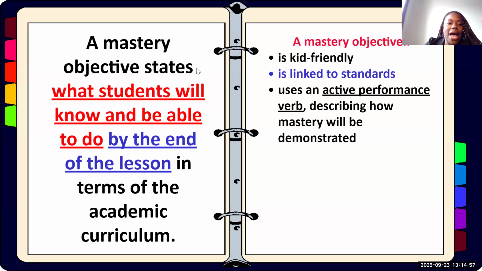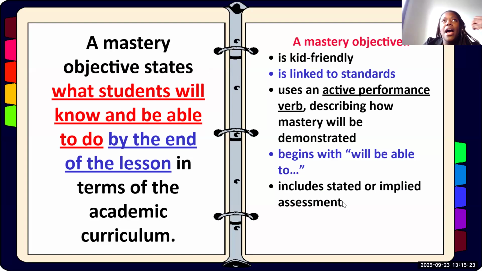Mastery objectives are also active, right? You can't say students will be able to understand, because that's not an active thing. You can't tell if they understand. They're going to do something in order to show you that they understand. Maybe they're going to write, maybe they're going to identify, maybe they're going to use it, but you can't use passive verbs when you are writing mastery objectives. Okay.